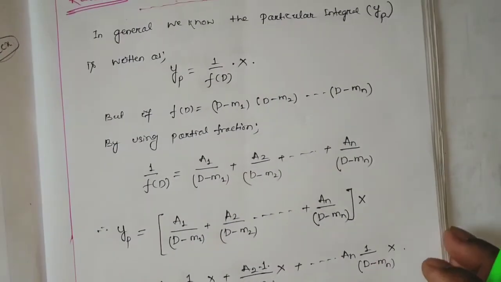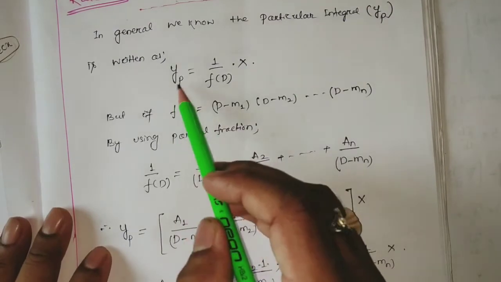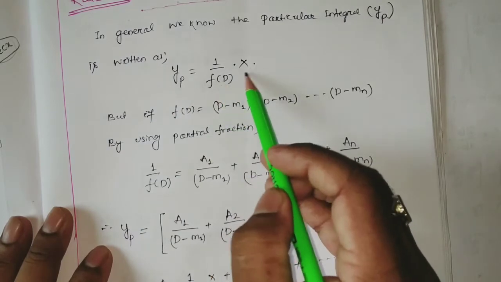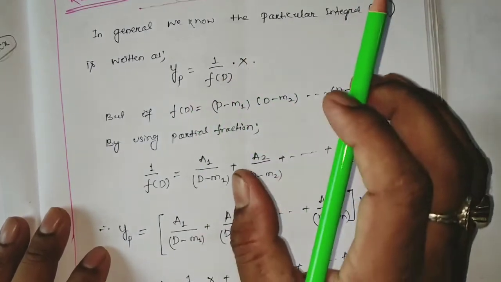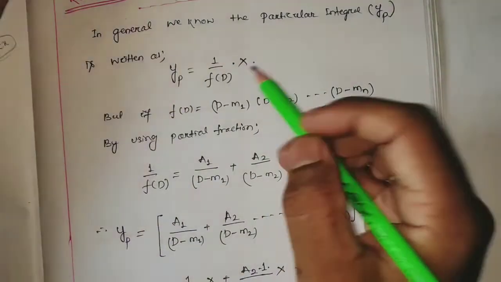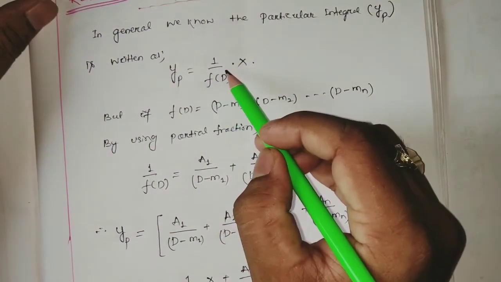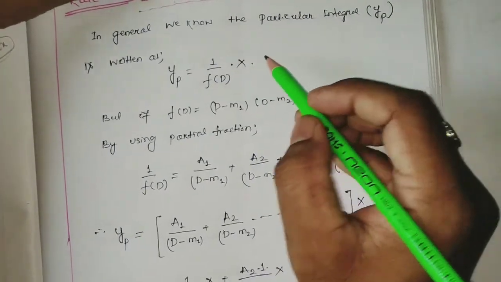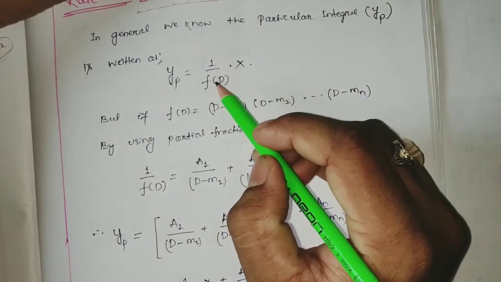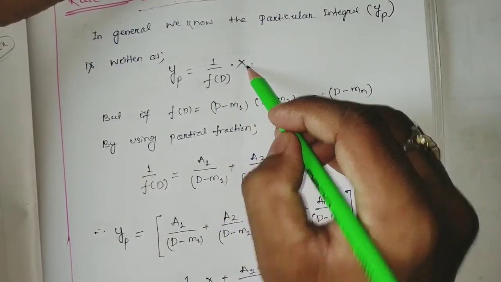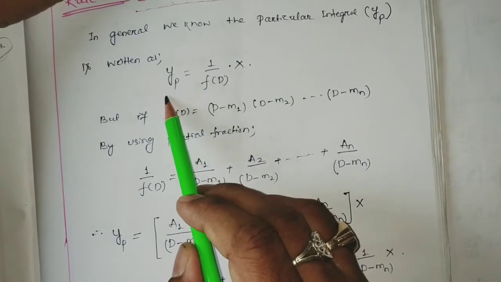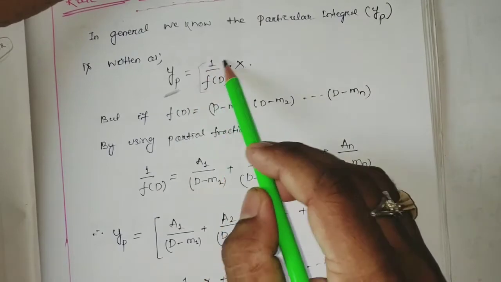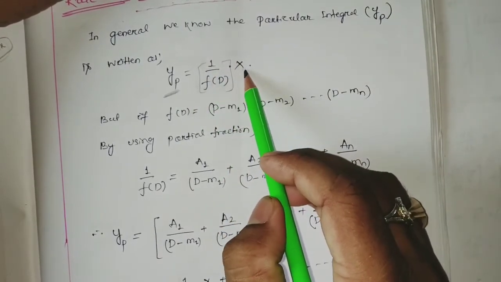So according to this rule, in general the particular integral is 1 by f of D operated on X. Actually I suggest one thing: here it is 1 by f of D into X, but you should not read it like that, you have to read it as 1 by f of D operated on X. So in general, we know that the particular integral is nothing but 1 by f of D operated on X, that is your source function.